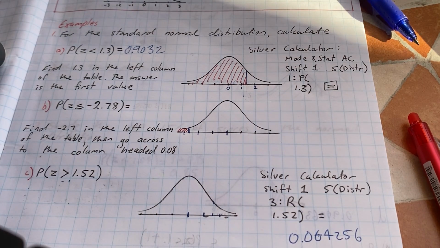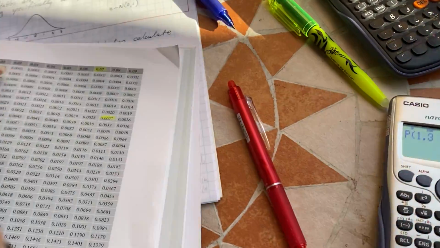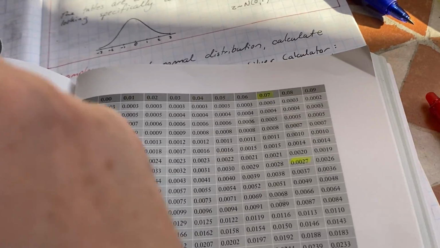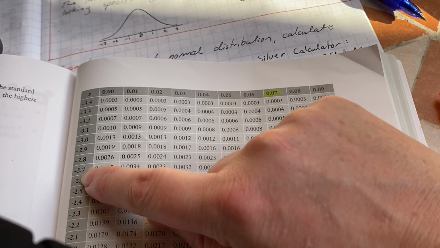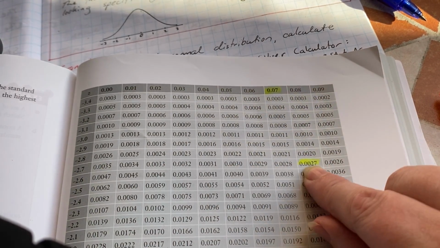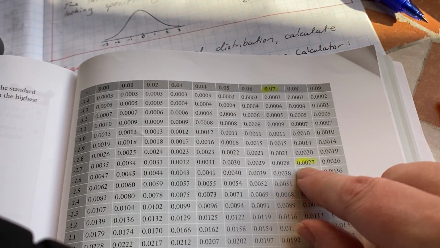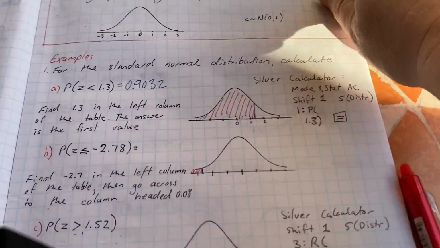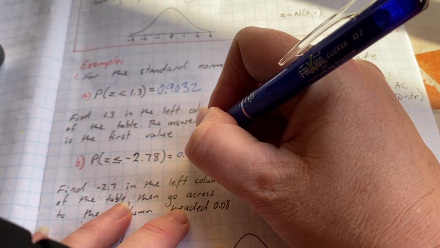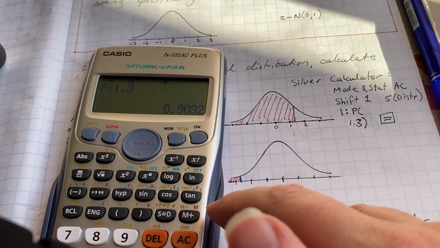So let's have a look at our table again. This time we want the table on the first page because we're talking about negative numbers. What you'll see up here, -3, -2, -2.78. So the answer is 0.0027. Okay. So 0.0027.